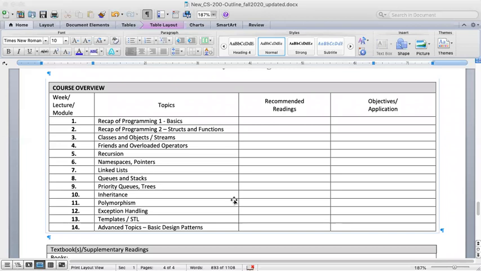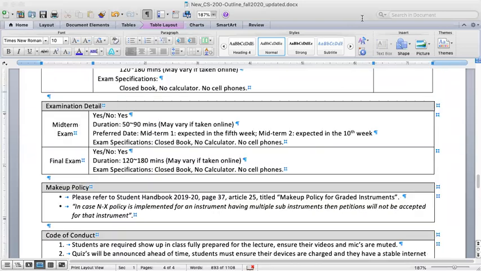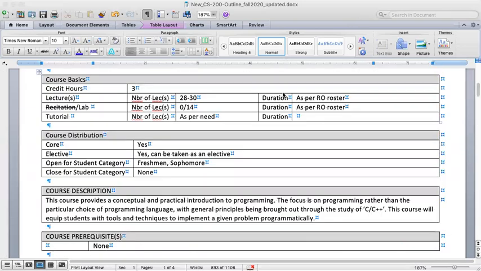And later we'll introduce the concept of inheritance, polymorphism, time permitting, exception handling, templates इनको भी discuss कर सकते हैं, and basic design patterns को भी discuss कर सकते हैं. This will all be discussed if the time actually permits. Okay, so this is the outline in short.